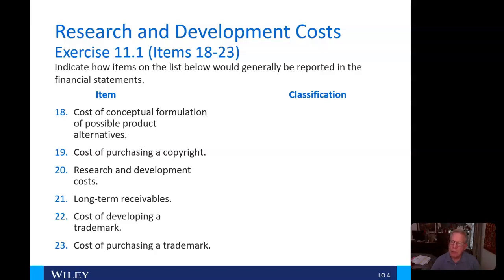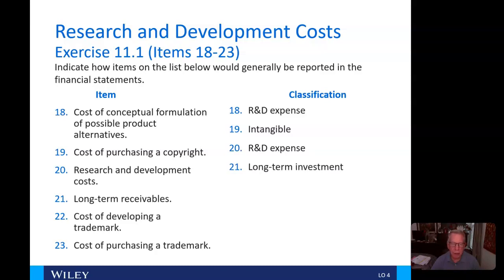The cost of conceptual formulation of possible product alternatives, here we're going to classify that as an R&D expense. The cost of purchasing a copyright, that's going to be an intangible asset. R&D costs, we're going to expense. Long-term receivables, that's going to be a long-term investment. And the cost of developing a trademark, that's going to be an expense. And lastly, the cost of purchasing a trademark, an intangible asset. Okay.